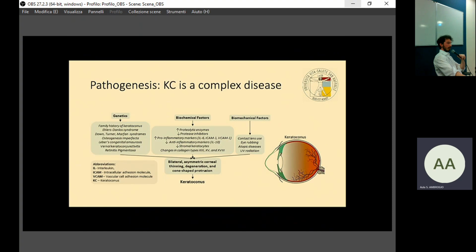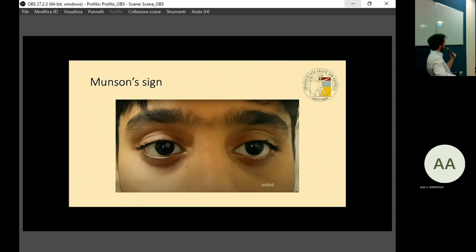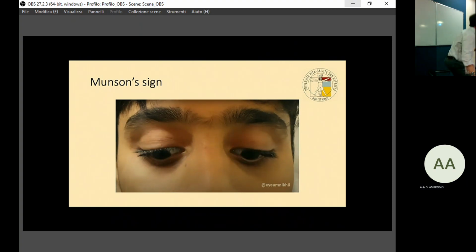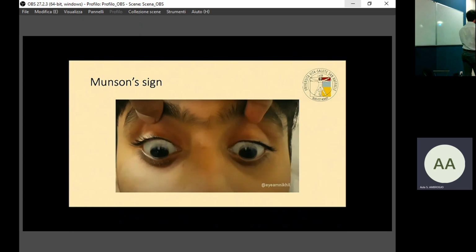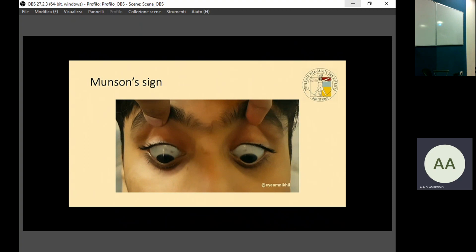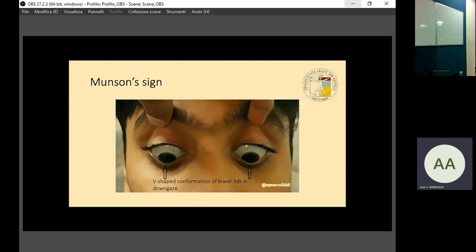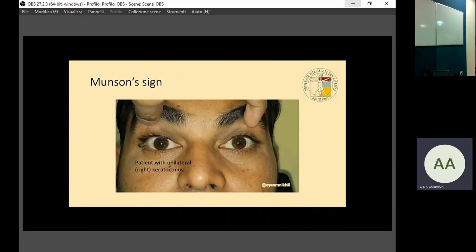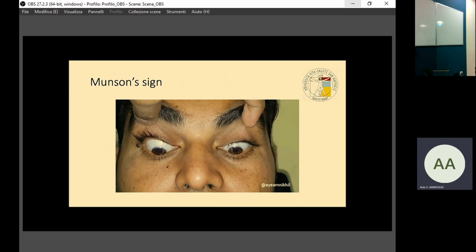So as we said before, we have a typical keratoconus patient with familiarity, maybe also an atopic disease. And this kind of patient is coming to the clinic with this kind of appearance. So as you can see, we have an ophthalmologist asking the patient to look downwards, with the eyelid. As you can see, there is this kind of V-shaped deformation of the lower eyelid, which is related to the typical conical shape of the keratoconus. So this is one typical clinical aspect.